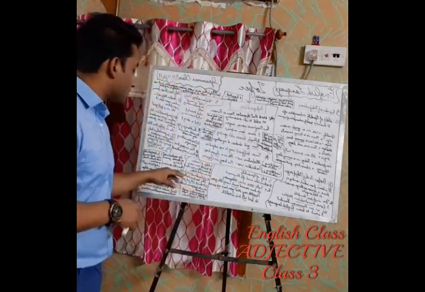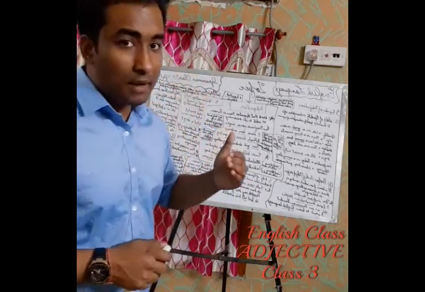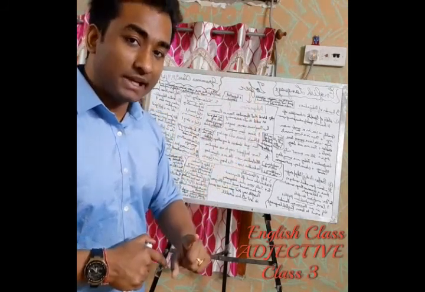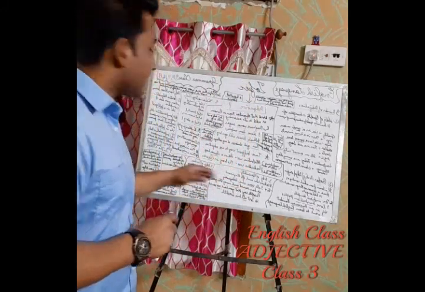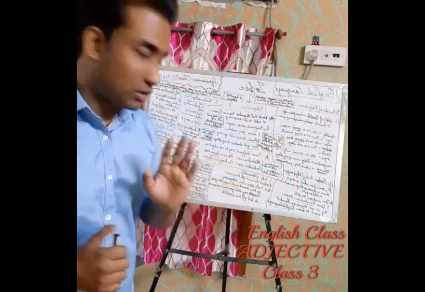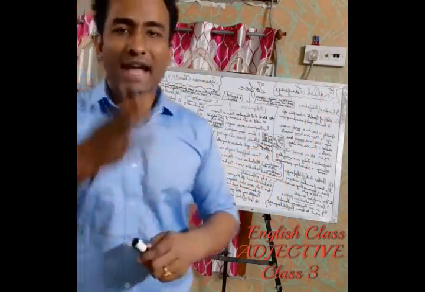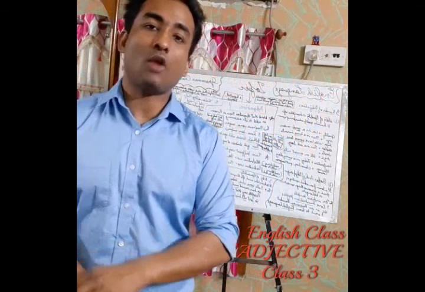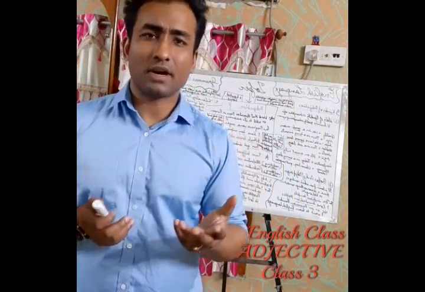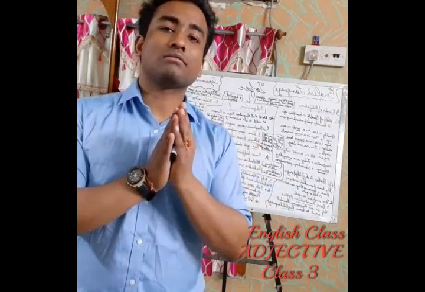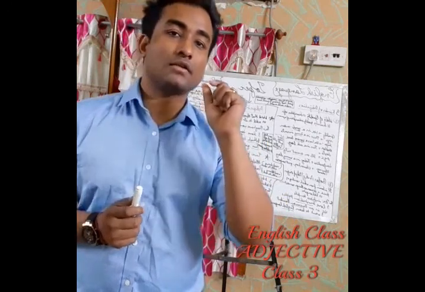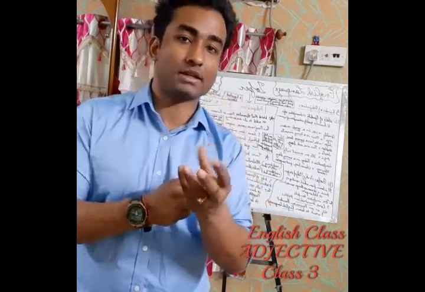Let's take some examples. Adjective of number has been divided in 3 ways: cardinal, ordinal and multiplicative. Cardinal means simple 1, 2, 3, 4, 5, 6, 7, 8. These are cardinal numbers. If I ask you, how many sisters do you have? How many brothers do you have? What will you say? I have 2 brothers. I have 5, 6 sisters, or any number. You can also say I have 1 sister.